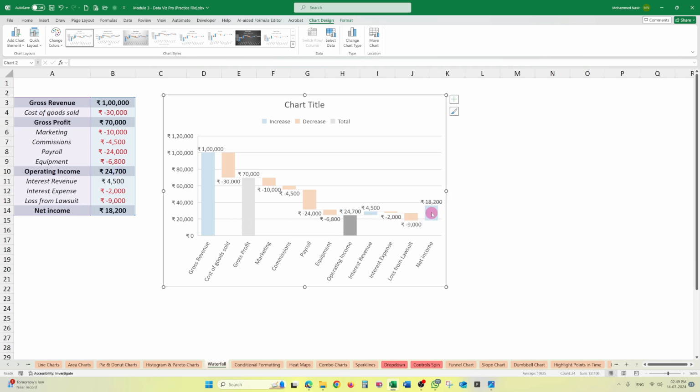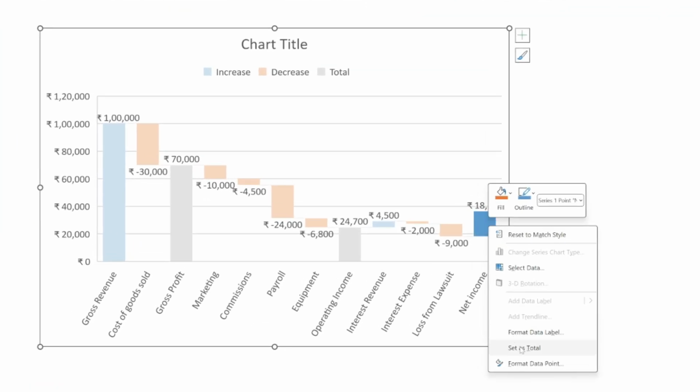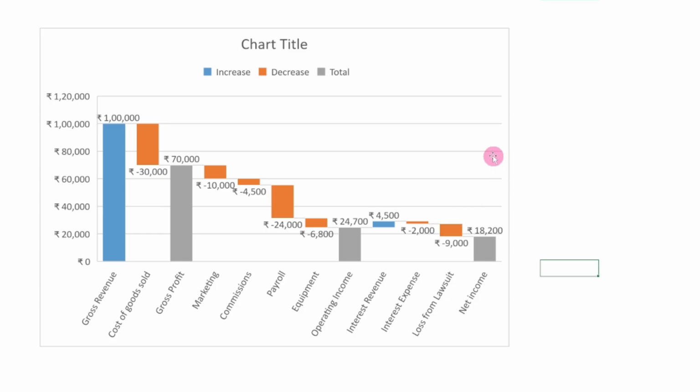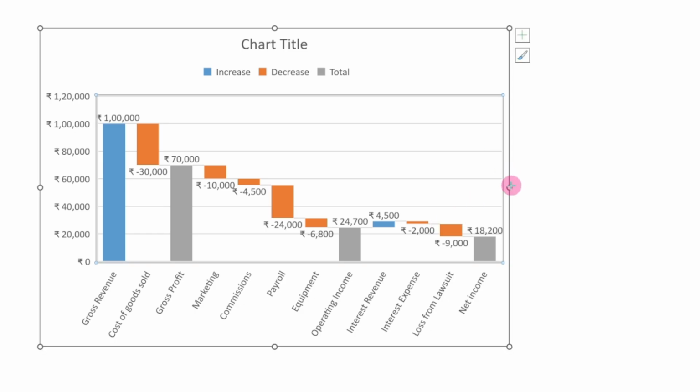But the 18,200 is a total. After deducting the expenses, this 18,200 is the total of the net profit. Okay, so here you click it and then right click, set as total. Now this is the correct way of showing the waterfall chart.